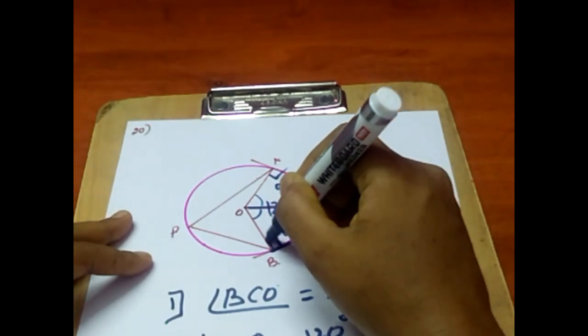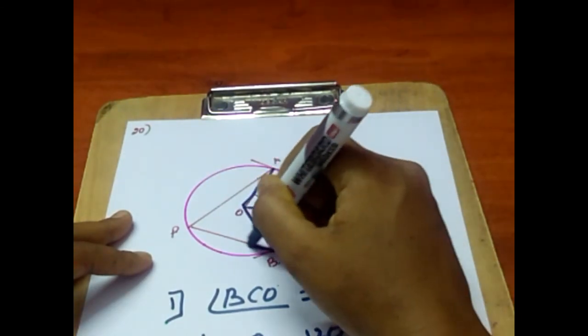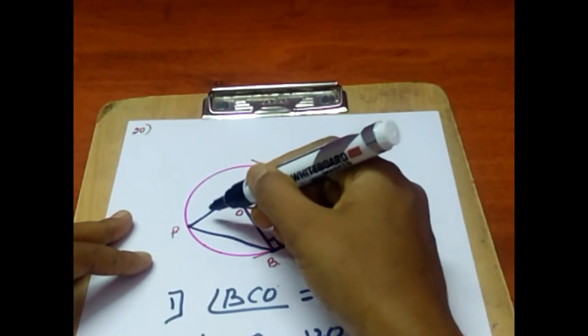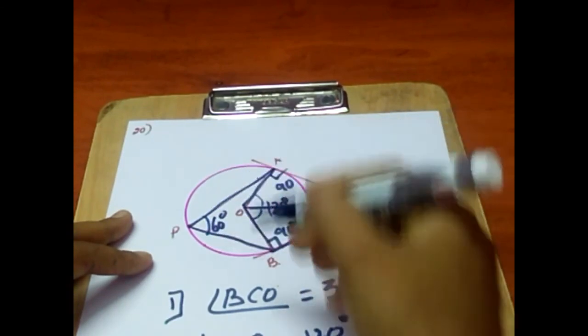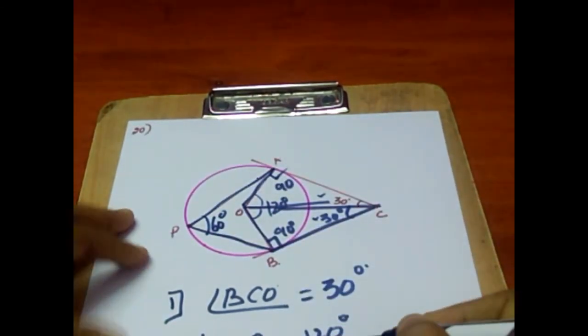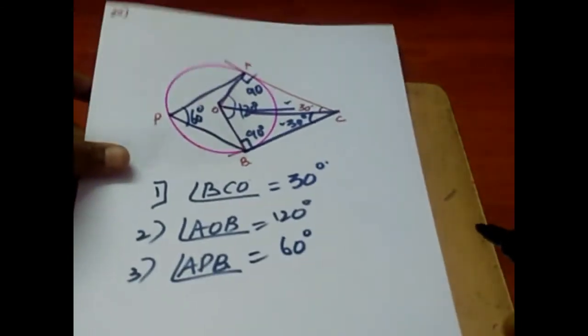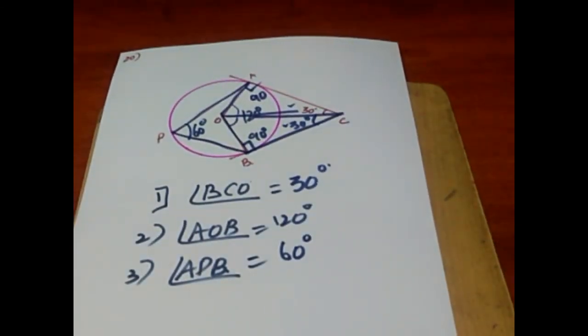Now the last one, target. AOB is 120, and what is APB? I hope you got that. This is equal to 60 degrees. Angle at the circumference is half the angle at the center.